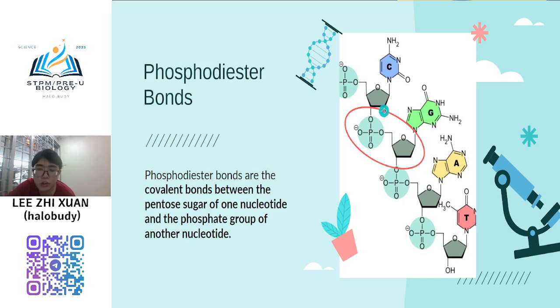Yeah, you need to know the location, so that if you draw it, you will not be confused. You need to mention that the base is attached at carbon number 1 and the phosphate at carbon number 5. And if you want to draw the phosphodiester bond, it is located at carbon number 3, like that.